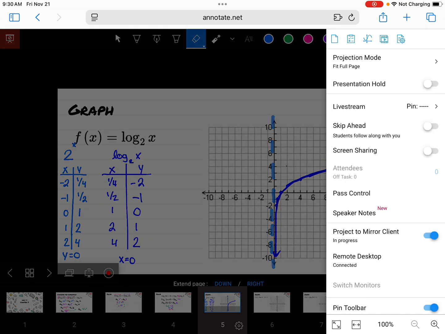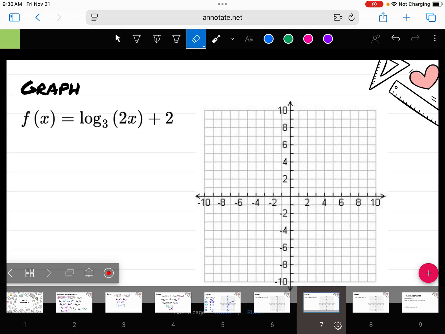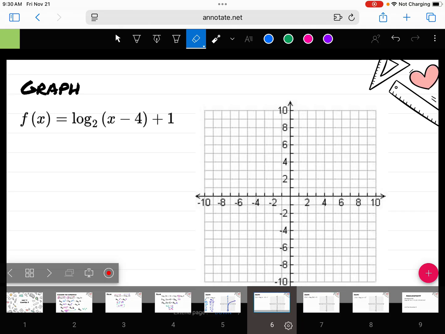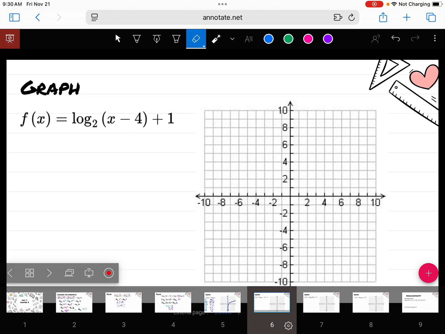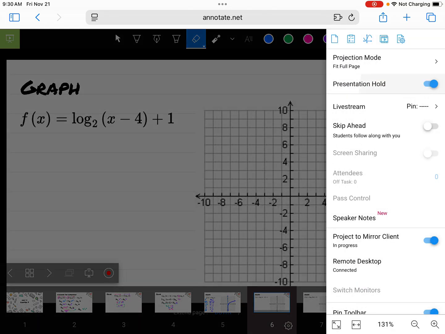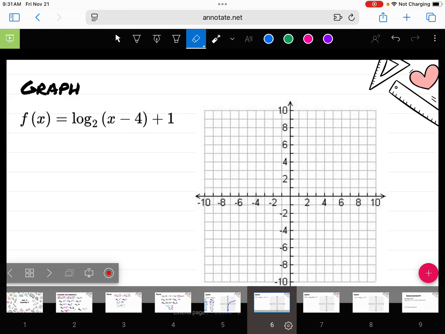Questions on this one? Okay. Let's do a transformation. So we're going to start with a simple one. There we go.